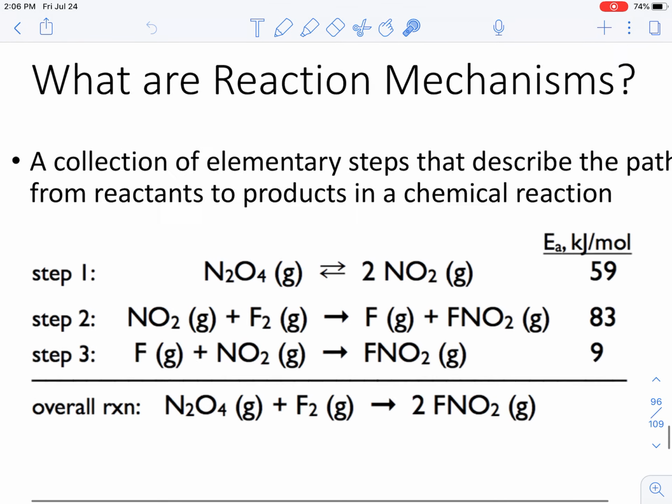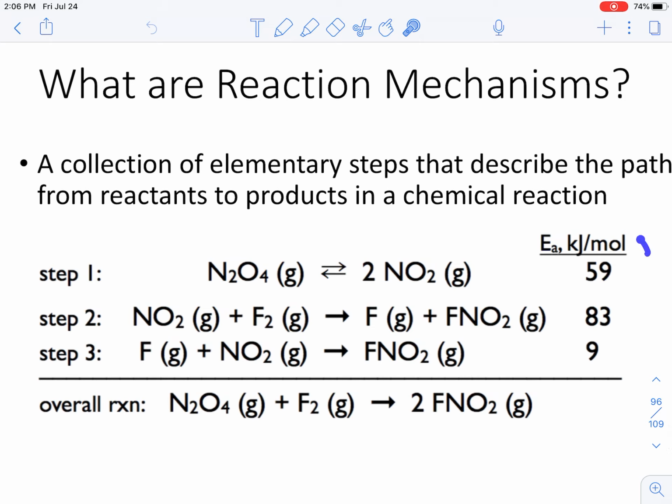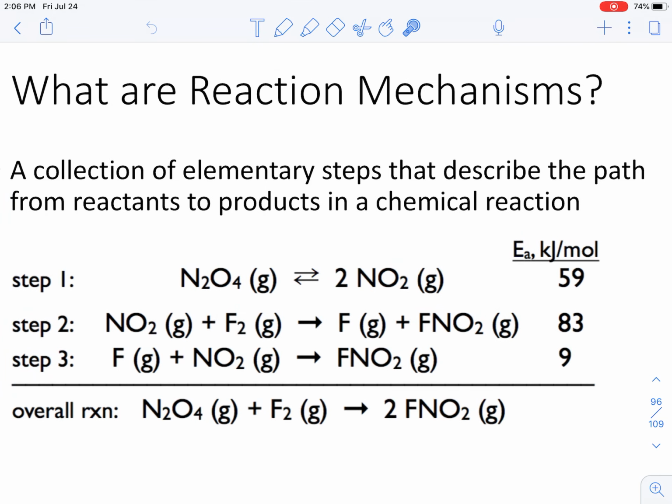Another common trend that you guys will see with reaction mechanisms is some type of indication of the rate of the chemical reaction. Looking at this column, Ea is the activation energy. If you recall from a previous lecture video, the activation energy, when you're comparing it among different types of reactions, or in this case, different elementary steps, gives us an idea of how fast each elementary step is going to occur. The higher the activation energy, the slower the rate of that chemical reaction or that elementary step. And the smaller the activation energy, the faster that elementary step will take place.